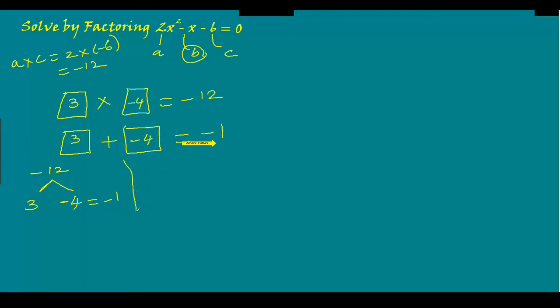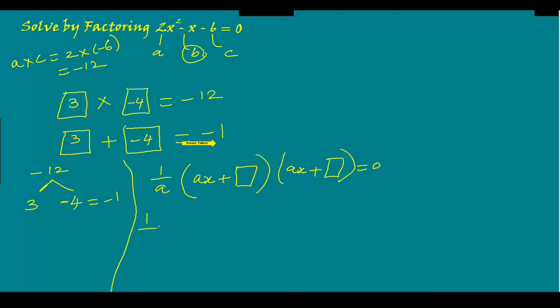Correct? Now, what are the next steps? We have to write this step: Ax plus the box, Ax plus the box, another number, equals 0. Now, what is A? A in this question is the coefficient of x squared, 2. Now, 2x plus the first number is 3 and again 2x plus -4. I am going to directly write -4. That's all. Now look for any common factor.